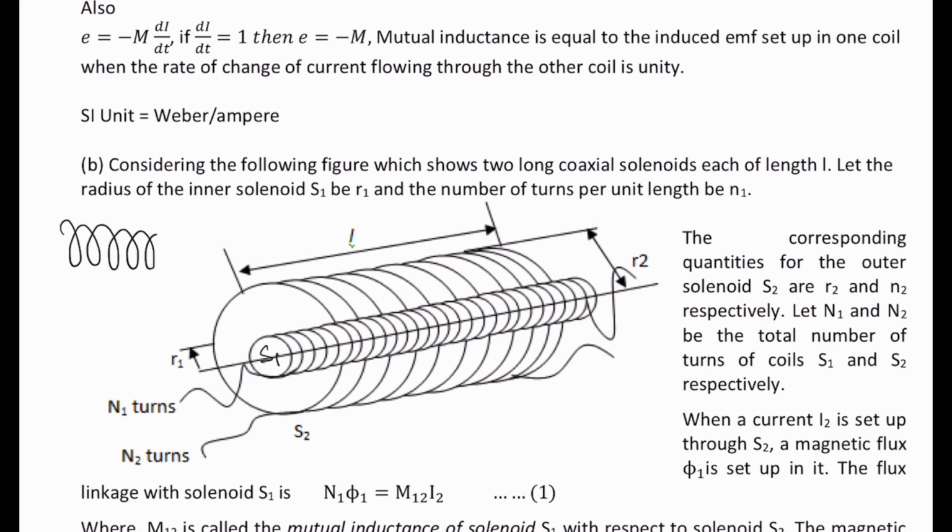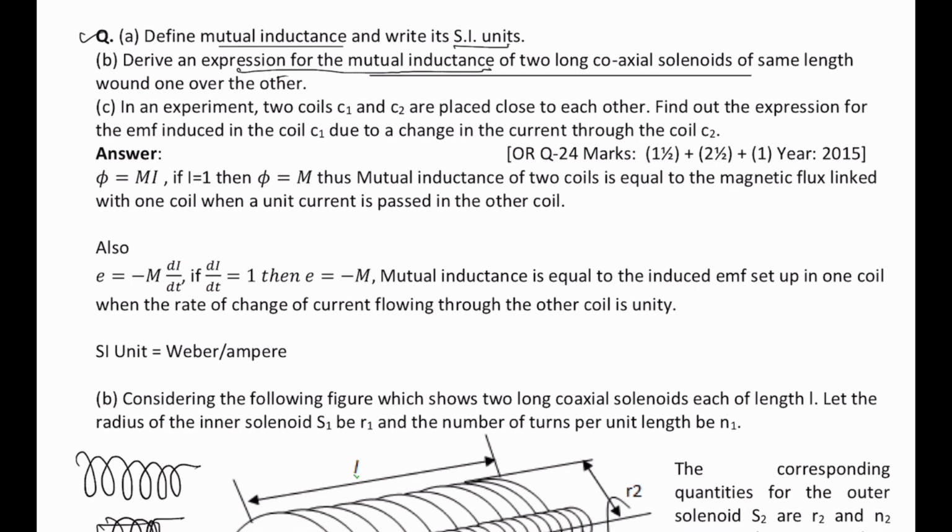If there is nothing inside, then it is an air core solenoid. If the spiral is wound over an iron bar, then it is called an iron core solenoid, correct? So the axis of S2 and S1 is the same, that is why it is a coaxial solenoid. So we have to derive the expression of mutual inductance.